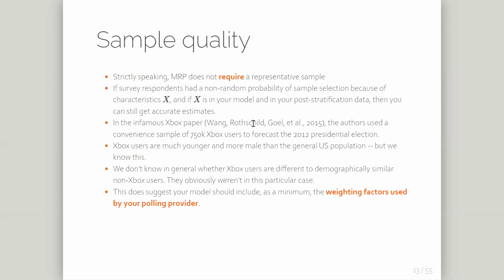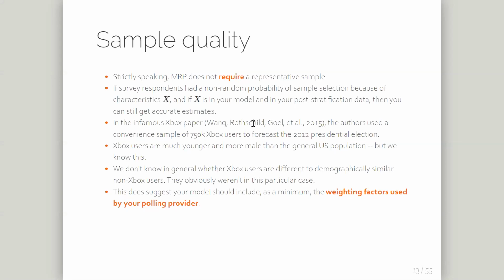So MRP, because of the post-stratification step, doesn't necessarily need a representative sample. If you know that your sample is unrepresentative because particular types of voters had a higher probability of selection into your sample, well then you've got the post-stratification frame to tell you exactly how many people of that type there should be. So you're estimating your model and you're relying on the post-stratification to turn that information back into something that matches the population. So it's analogous to weighting. And where you have a non-representative sample and where the non-representative character of that sample is included in your model, you can get decent results.